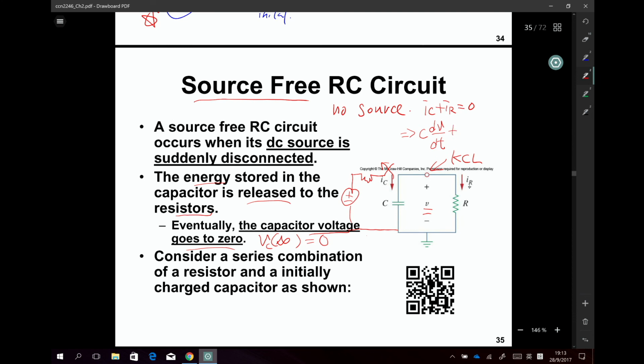And i_R equal to v over R. And immediately, this gives you a differential equation. Okay? You should have learned this in your engineering mathematics, right? It is a homogeneous differential equation.